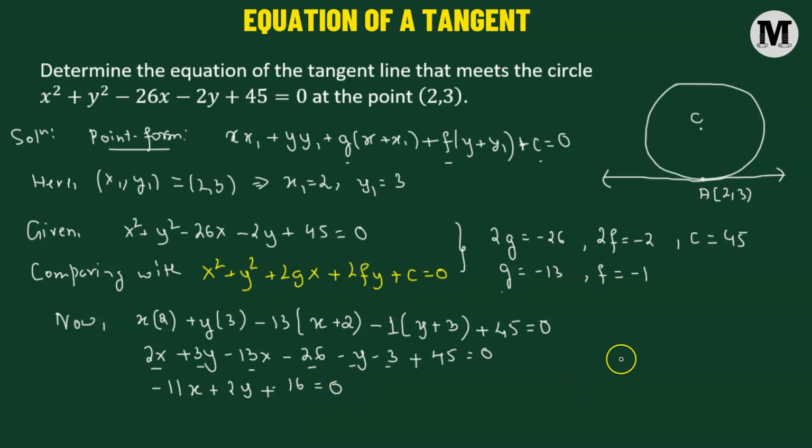Now to further simplify, we're going to multiply throughout by negative 1 to get 11x minus 2y minus 16 equals 0, and this is the required equation of the tangent line, which is tangent to the circle at the point (2, 3).